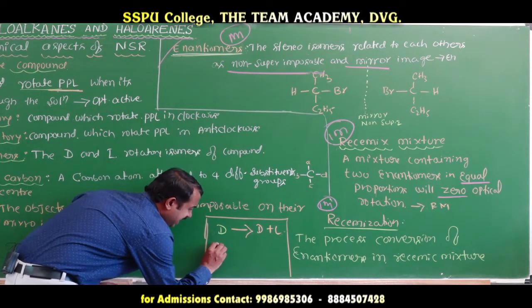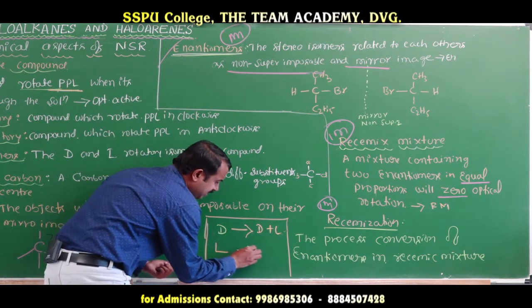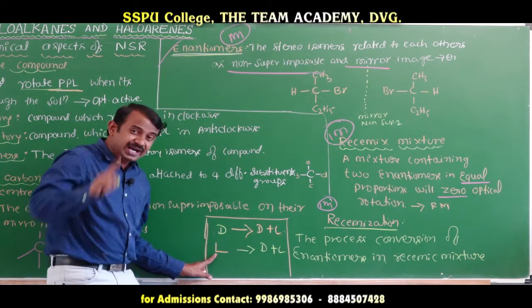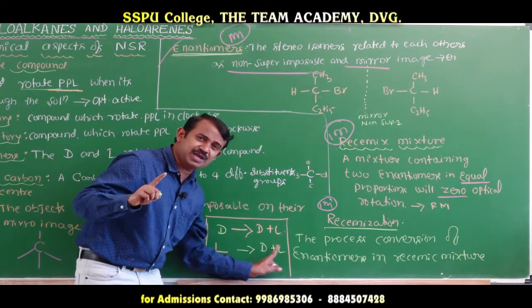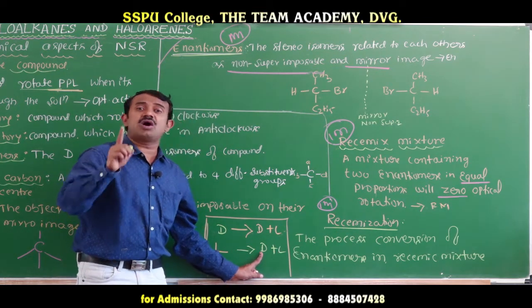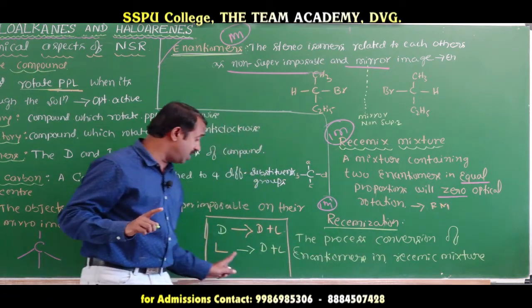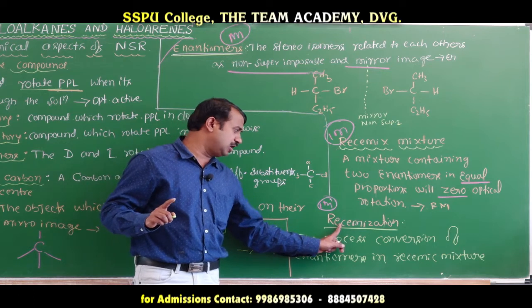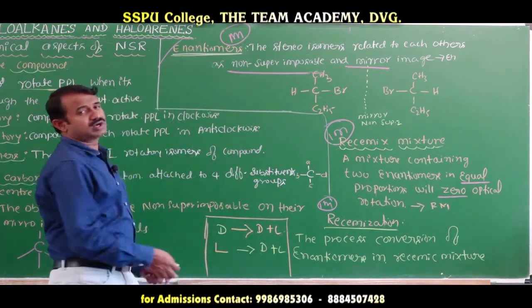Suppose I take a levorotatory compound: it has both dextro and levo forms. So the conversion of enantiomers into a racemic mixture is called racemization. This is also a 1 mark question.